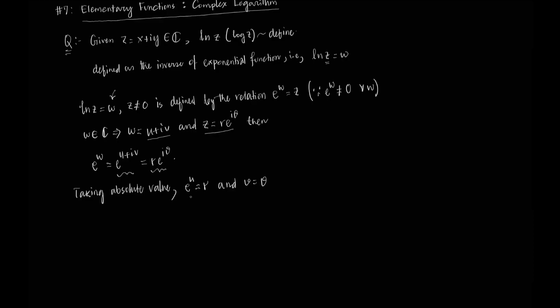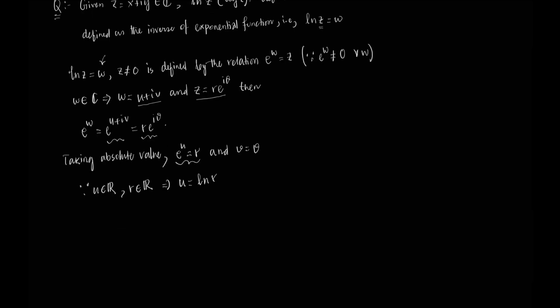Since e^u is r, now you see what is u? Since u and v are in R, u is in R, so e^u = r. Small r is also in R. So this relation is our real relation, and we know how to handle this. So this will imply that u is nothing but log of r. This is very well defined. It's a real logarithm, very well defined. No issues there.